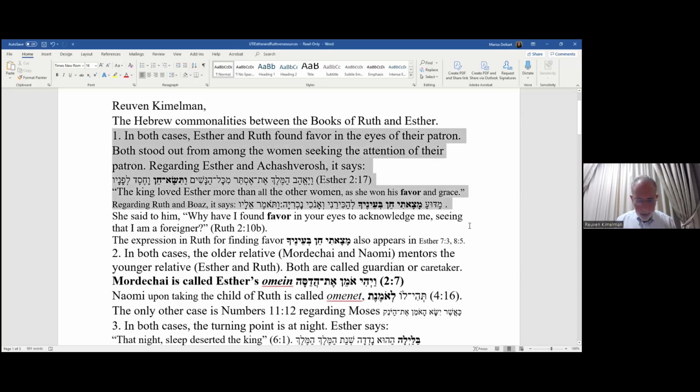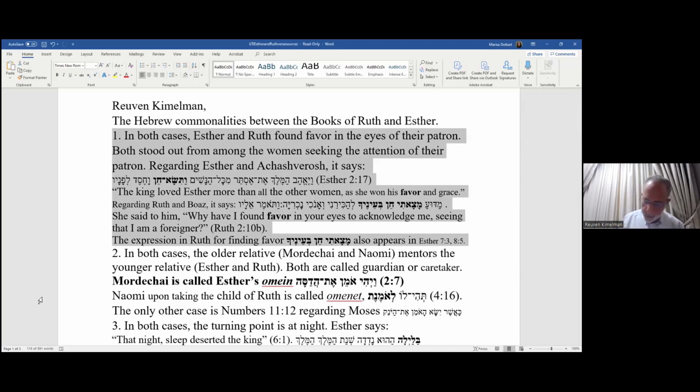which is now highlighted. In both cases, Esther and Ruth found favor in the eyes of their patron. Both stood out from among the women seeking the attention of their patron. Regarding Esther and Achashverosh, it says, "Vayahav hamelech et Esther mikol hanashim vatisa chen v'chesed lefanav." The king loved Esther more than all the other women, as she won his favor, chen, and grace.